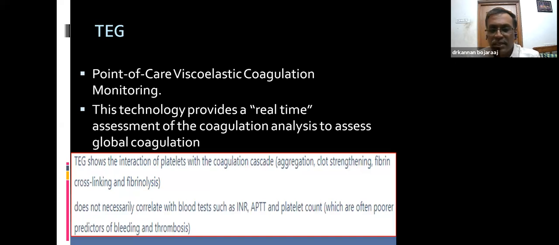It shows the interaction of platelets with the coagulation cascade, aggregation, clot strengthening, fibrin cross-linking, and ultimately fibrinolysis. It does not necessarily correlate with blood tests such as INR, APTT or platelet count, which are often poorer predictors of bleeding and thrombosis and will cheat you intraoperatively. So this is a real-time assessment by thromboelastography. Knowledge regarding thromboelastography is important when you are giving anesthesia for major liver diseases and going for major surgeries.